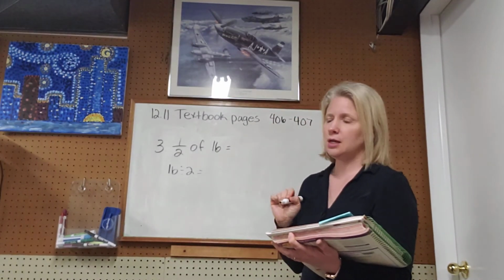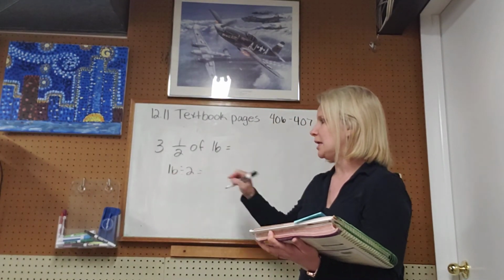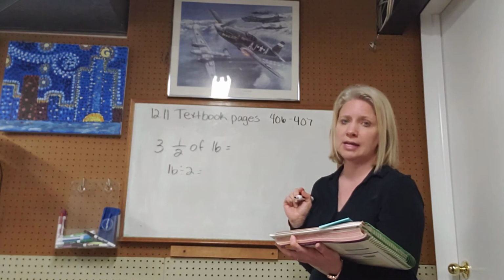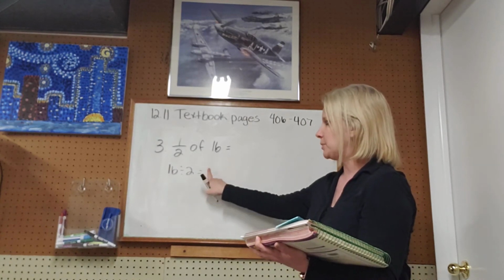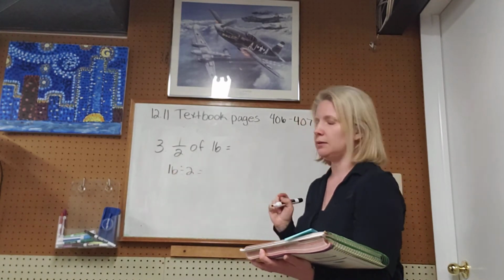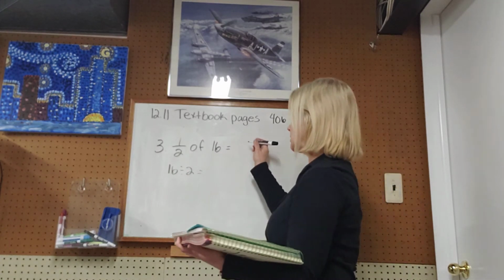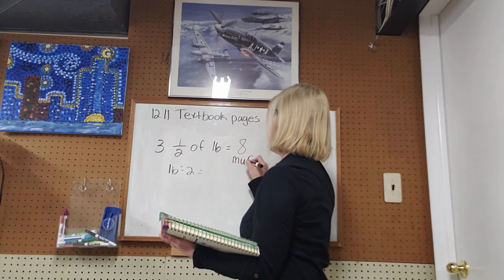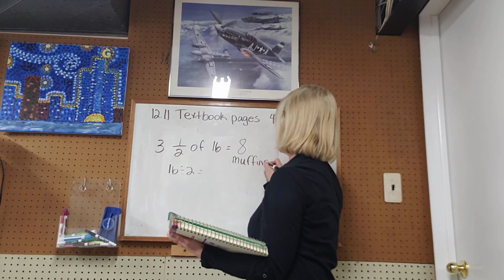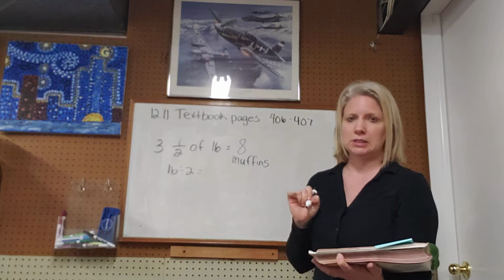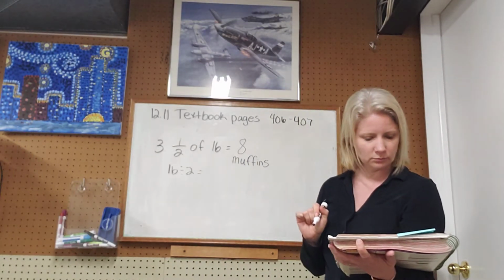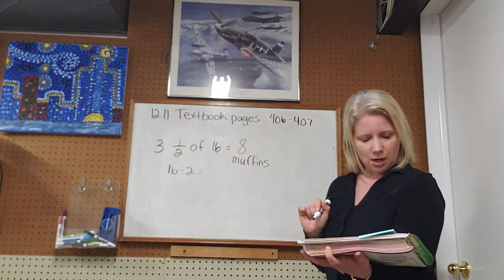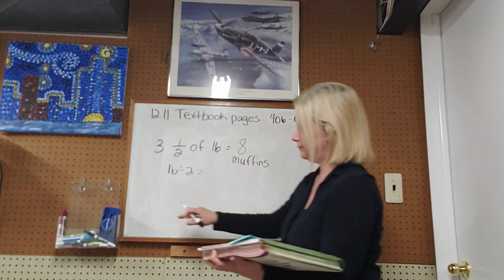And we'll think how many will be in each group if I divide it into 2 groups. Or you can say the opposite. What times 2 equals 16? And you'll get 8. So there will be 8 muffins. 8 is half of 16. Okay? Number 4.